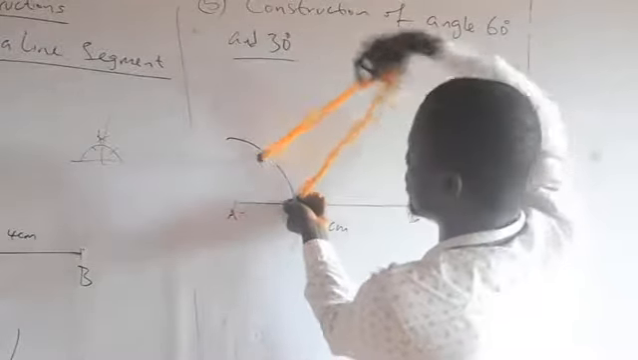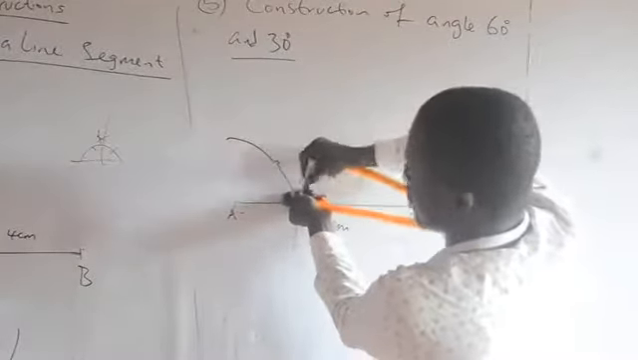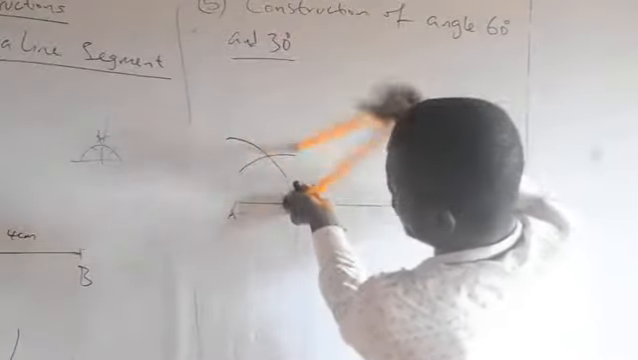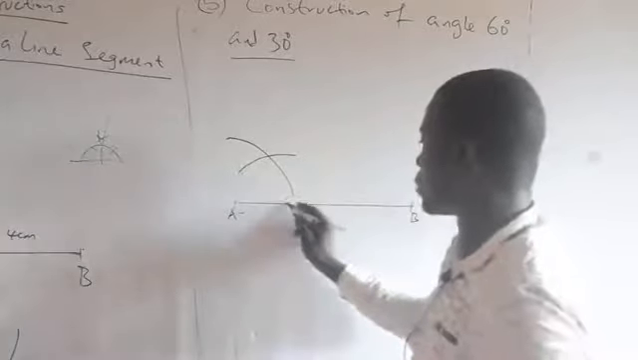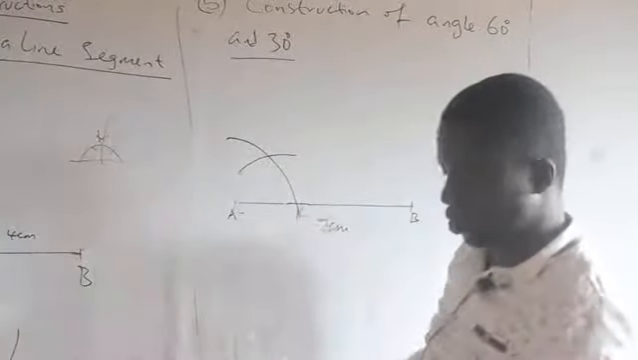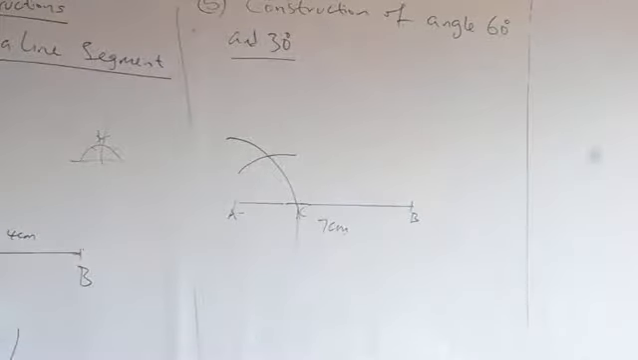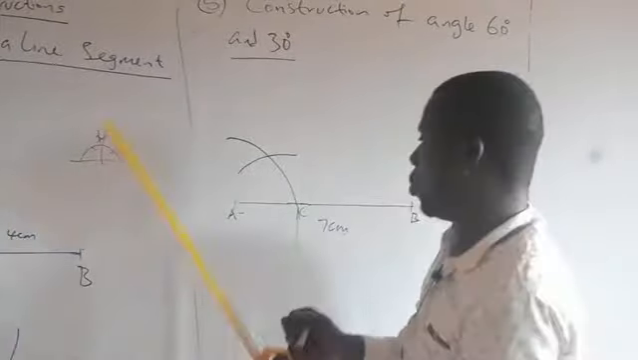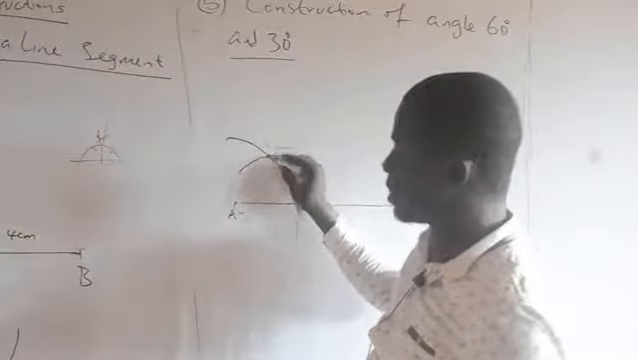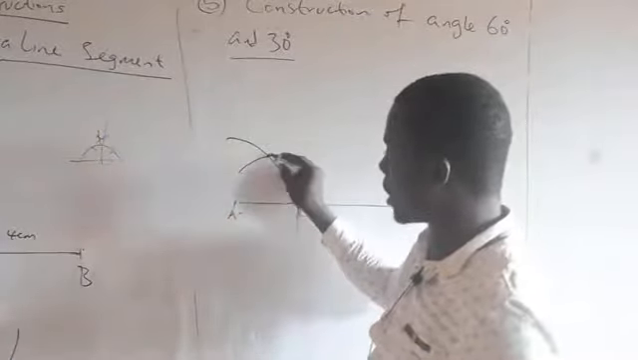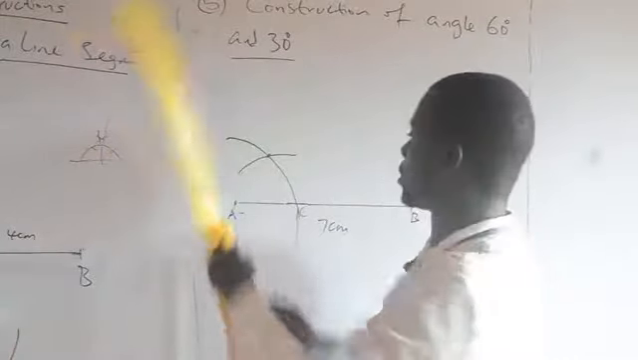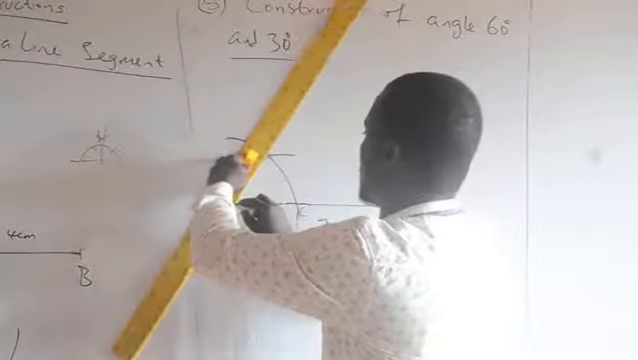Draw arc. Are you seeing it? Let me use my marker. So draw another arc to cut this one. Are you seeing it? If you have done that, you now use your ruler to join the point where the two arcs meet to this point A with a straight line. Now join it with a straight line.